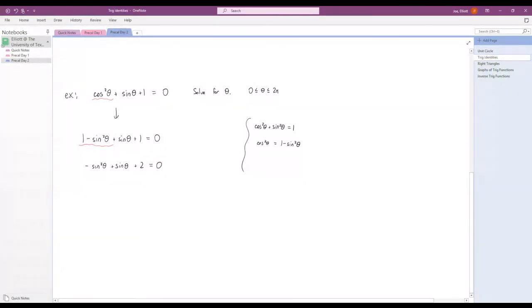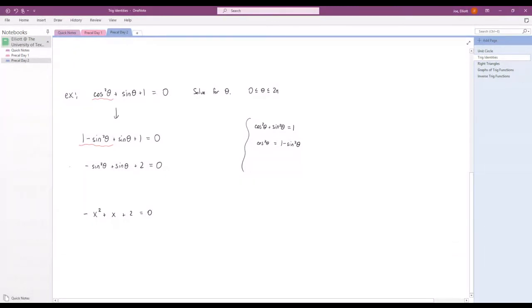Okay, and here this looks kind of complicated, but you can think of this as just like an ordinary quadratic equation. So it's similar to if you had an equation like minus x squared plus x plus 2 equal to 0.